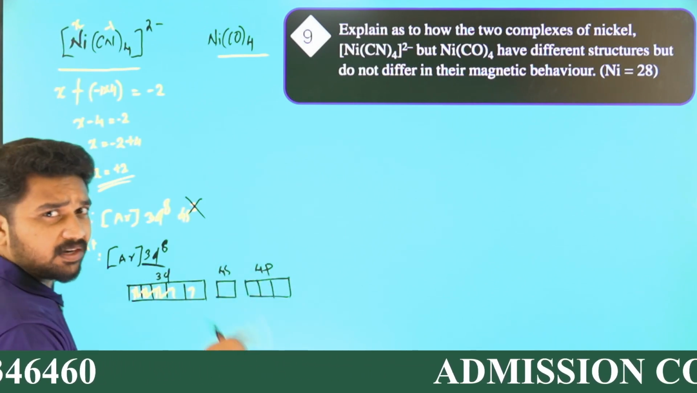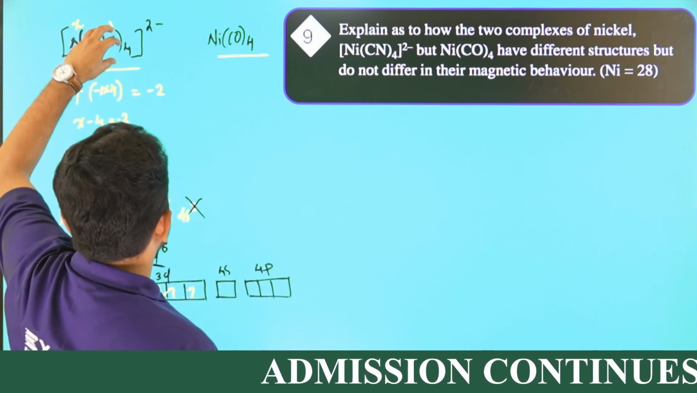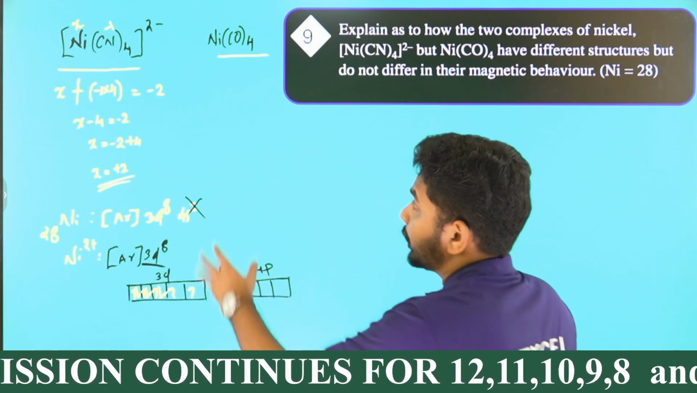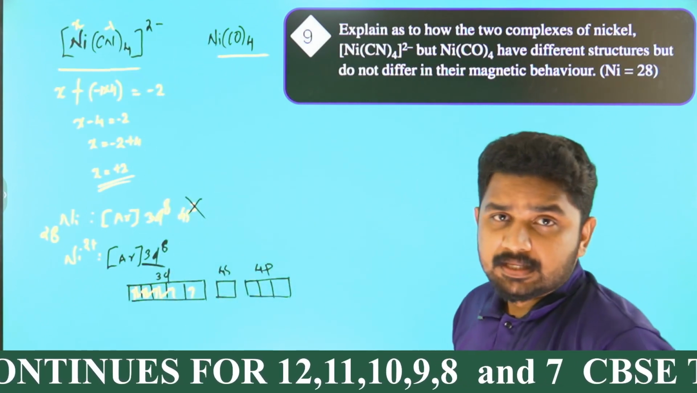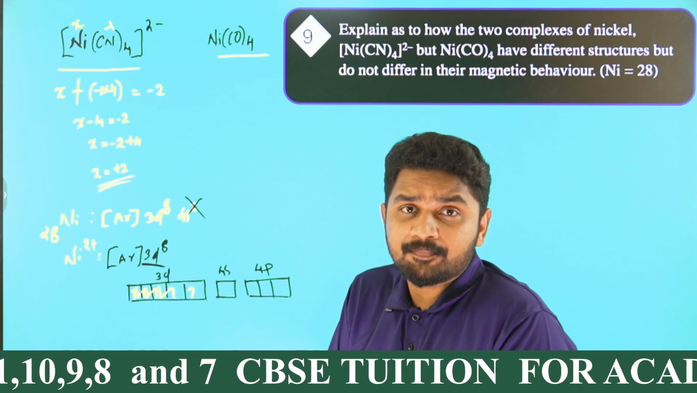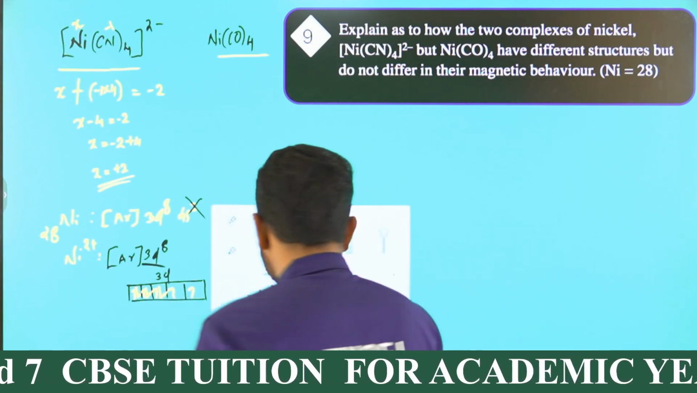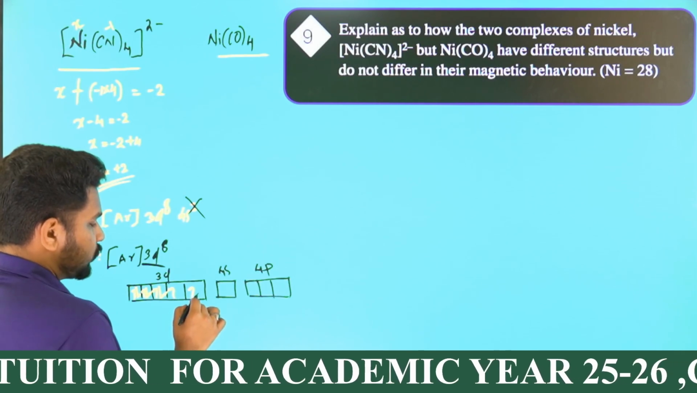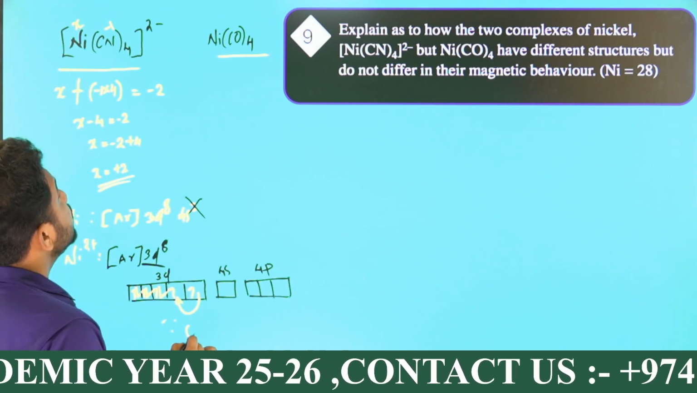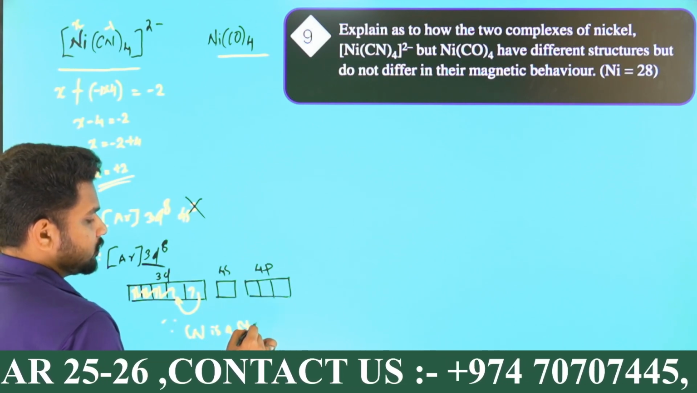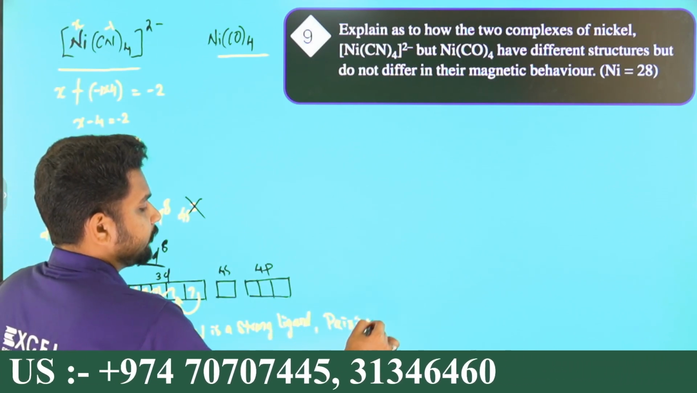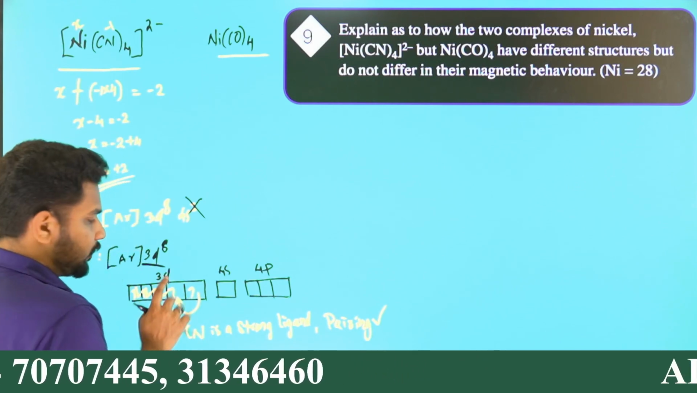After drawing the orbital diagram, what is the next step? With respect to the ligand, you need to decide whether pairing takes place or not. So here, CN. What is CN? CN is a strong field ligand. Since it is a strong ligand, pairing will take place.